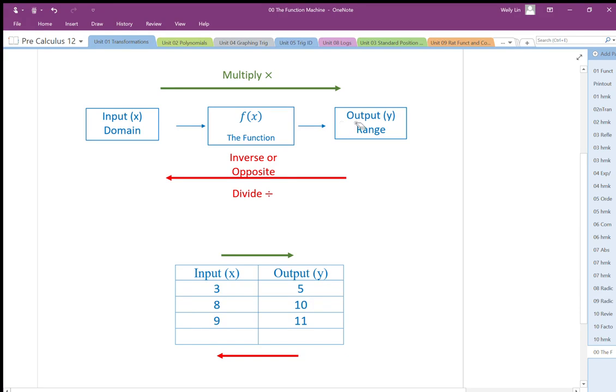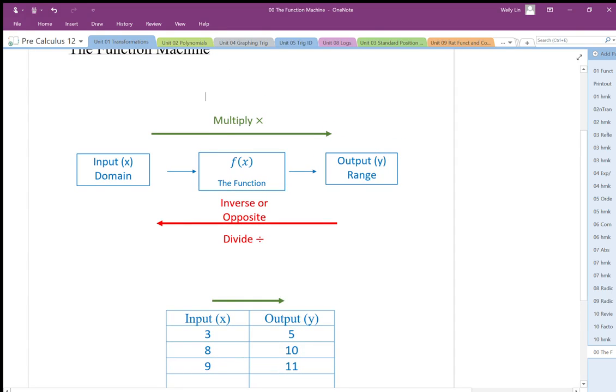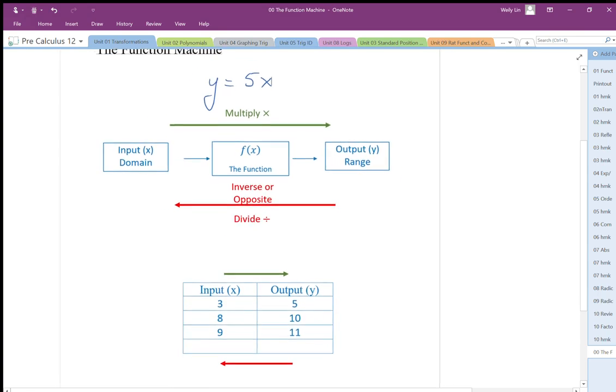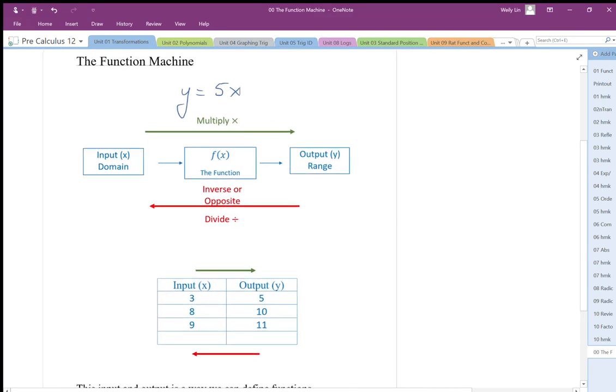So this function flow chart is a function. This input output is a function, just as much as this equation, y equals 5x, is a function. We define functions like this, and we define functions as tables. So that's a big idea of the function machine.